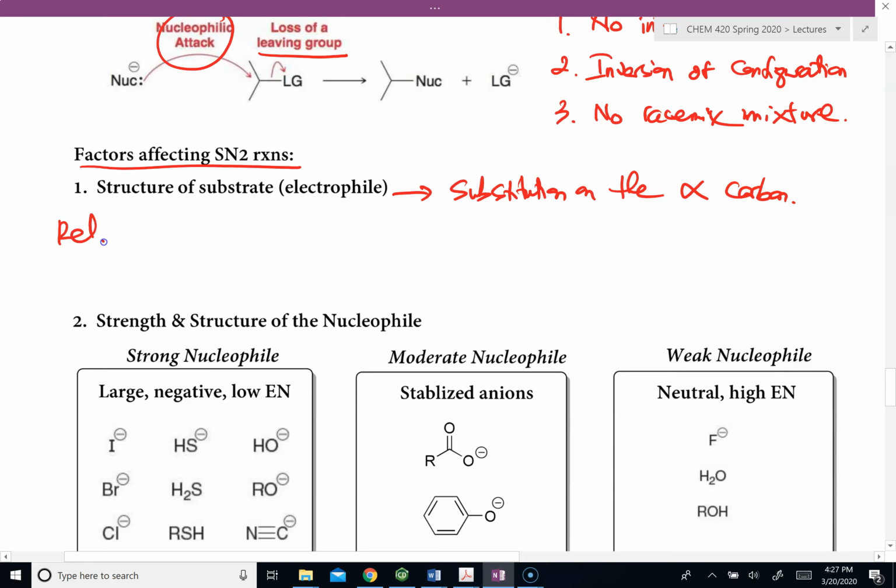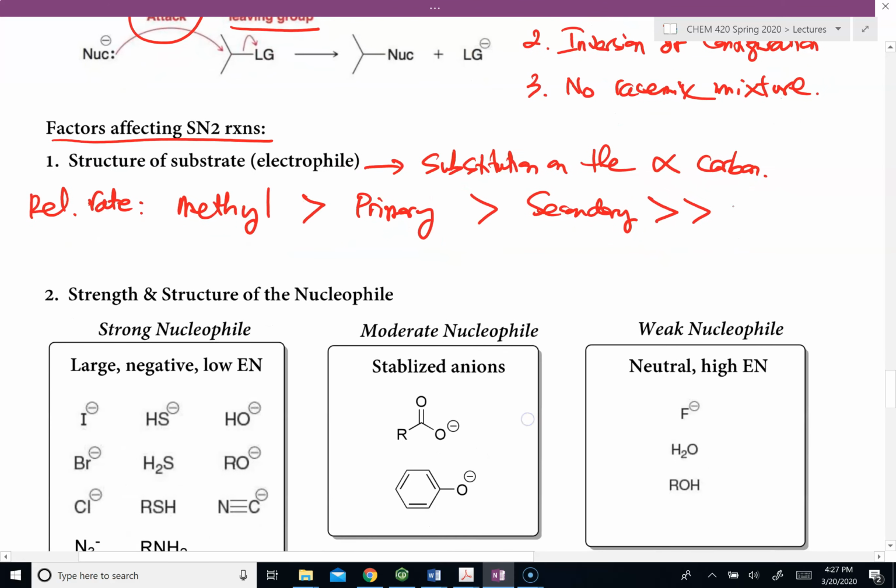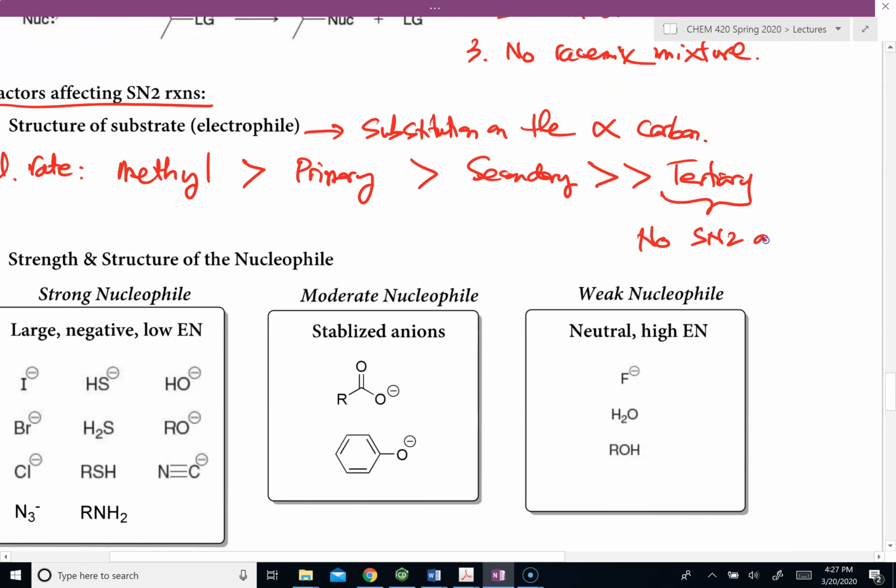And the relative rate of the different substrates are as follows. Methyl substrate has the fastest rate of reaction, followed by the primary substrate, followed by secondary substrate, followed by tertiary substrate. And in fact, tertiary substrate does not even go through SN2 reaction at all. It is very slow to the point where it does not even happen at all.